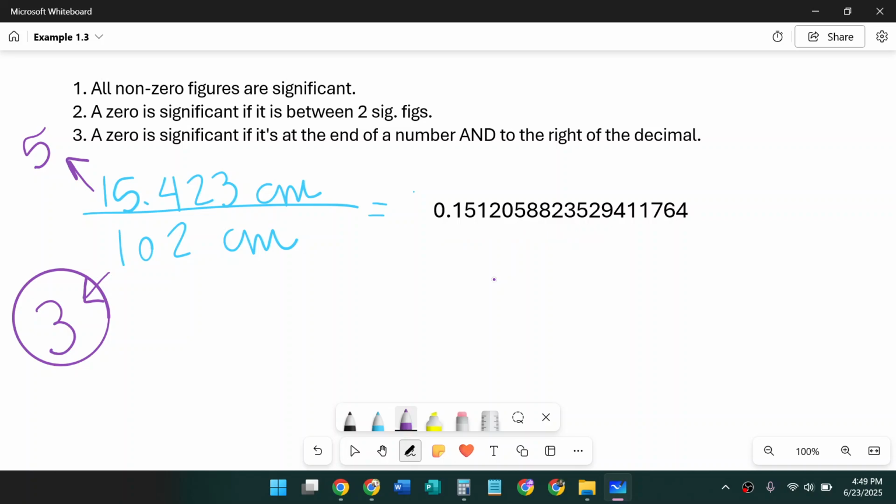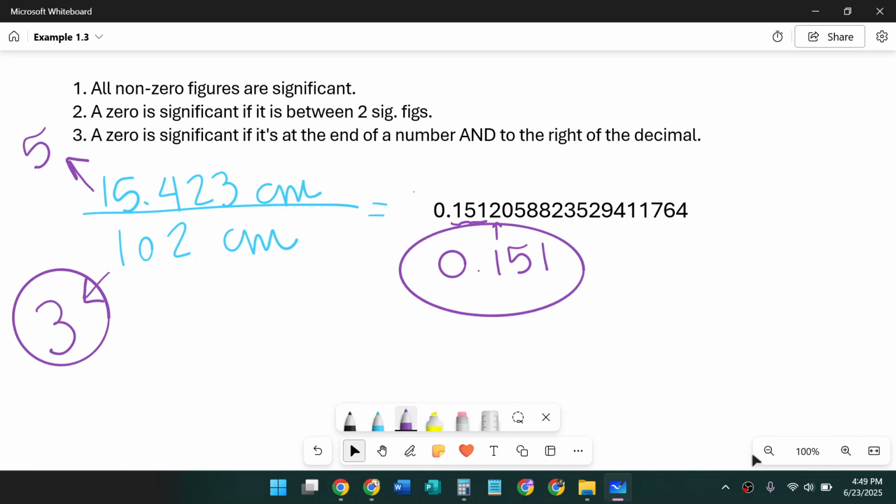So this 0 won't count as a significant digit, so we don't have to worry about that one at all. We can just leave it right where it is. So we're going to look at 1, 2, 3. And then before we chop off the rest of this, we have to look, do we need to round up or round down? 2 is smaller than 5, so we just round it down. So it just becomes 0.151, which is our final answer for this one.